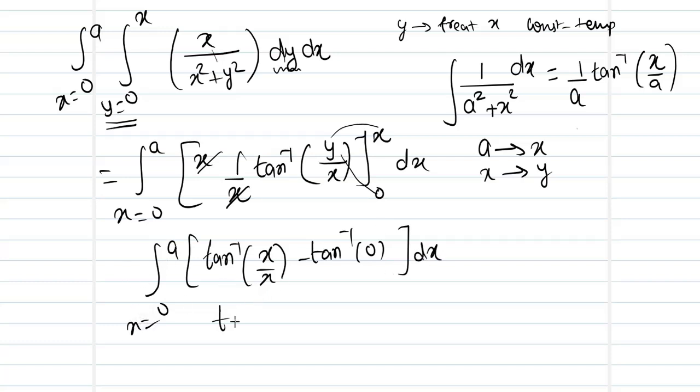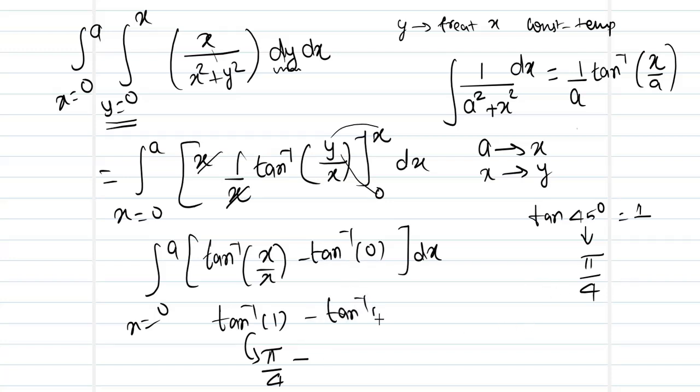We know that this gives me tan inverse of 1. When does tan reach the value 1? Tan 45 degrees is equal to 1. So what is 45 degrees in terms of radians? This is pi by 4. So tan inverse of 1 is pi by 4. So this gives us pi by 4 minus, and when does tan reach 0? Tan reaches 0 at the value 0. So this is pi by 4 minus 0, which has to be integrated between 0 to a dx.